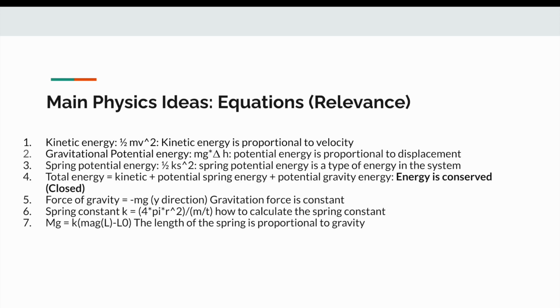First, kinetic energy is proportional to velocity. Also, the gravitational potential energy is proportional to the displacement of the object. Also, the spring potential energy would be proportional to the length of it, how much the spring is stretched or how much it is compressed. Also, it's important to know that the total energy is conserved throughout the entire system, therefore the system is closed. The force of gravity is constant. The spring constant we can calculate, but we are also given it. And then the length of the spring is proportional to gravity.